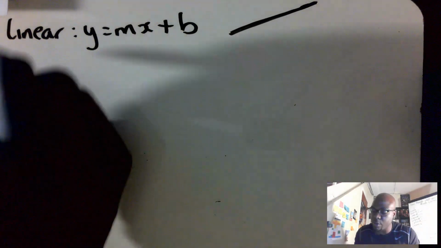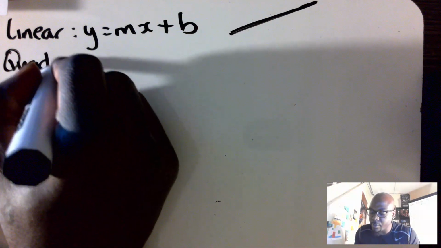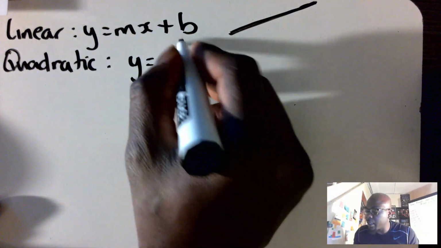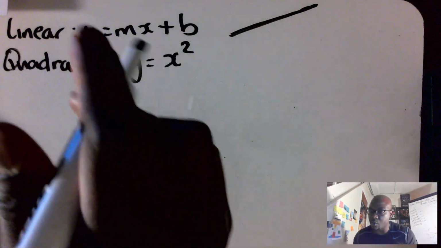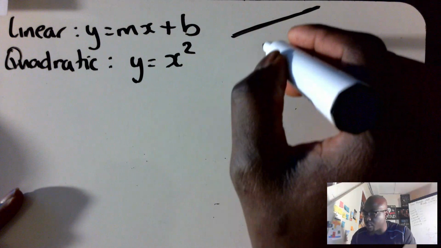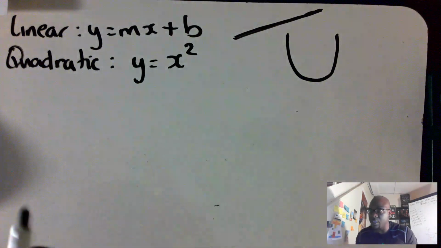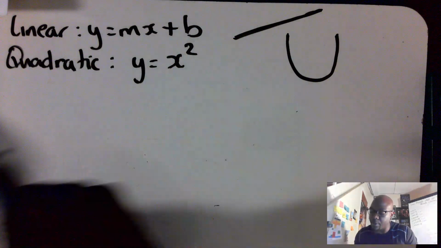So the next one we're going to look at is a quadratic function. All right, a quadratic function looks like y equals x squared. So what is happening to the x here? The x is being squared, so the graph of a quadratic function looks like a U. All right, so I'm just giving you easy ways of remembering this. Graph looks like a U.